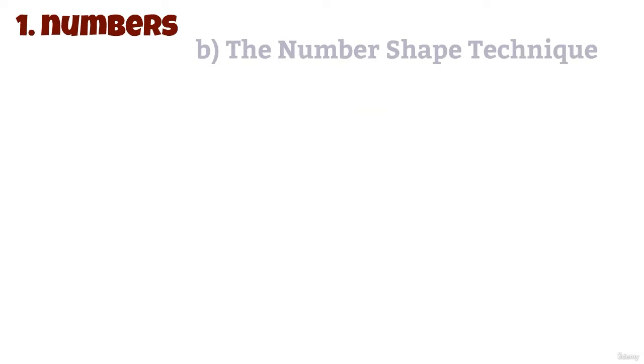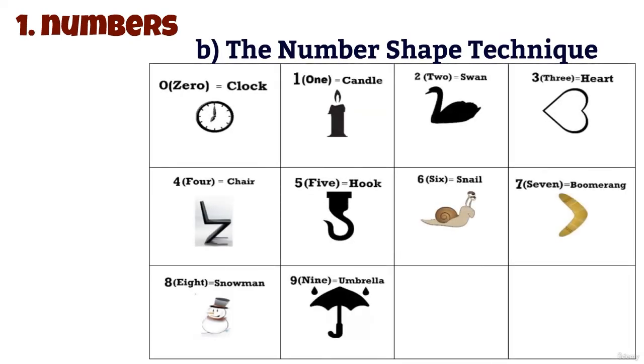Another similar method is the number shape technique, which associates the digits from 0 to 9 with images of things having a similar shape with each digit. 0 is a clock, 1 is candle, 2 is swan, 3 is heart. 4 is chair. 5 is hook. 6 is snail. 7 is boomerang. 8 is snowman. And 9 is umbrella.